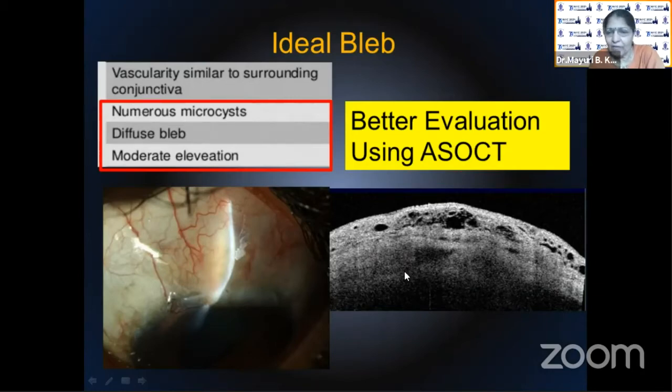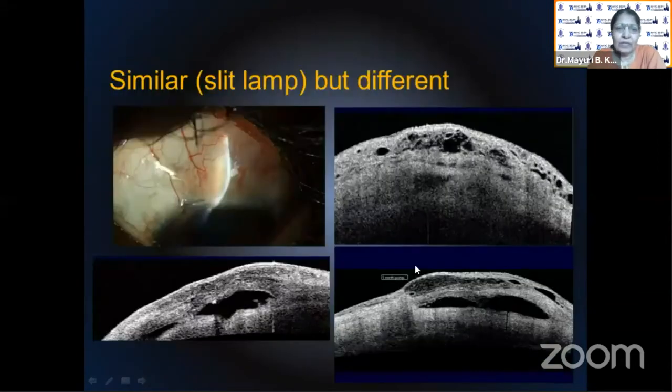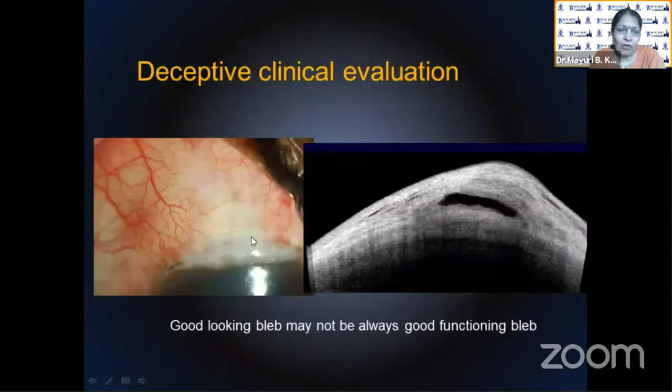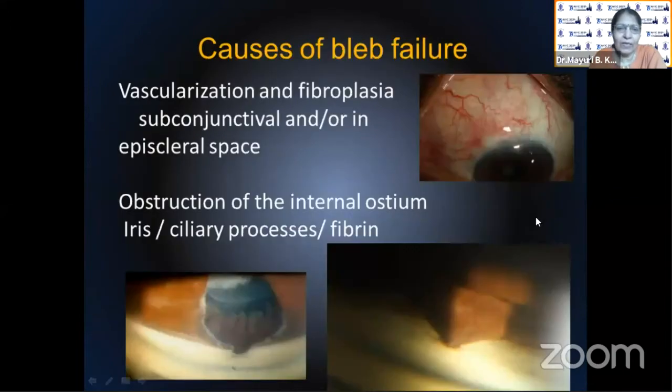But if you see carefully here, the AS-OCT has given you a better evaluation. Similarly, the slit lamp finding is showing you here an elevated bleb, but the AS-OCT has given you other morphological features, showing what is happening underneath. Now, a good-looking bleb may not always be a good-functioning bleb. As shown here, this bleb has an aqueous cavity, but the wall is very thick and homogeneous, which is suggestive of failure or fibroblastic activity.